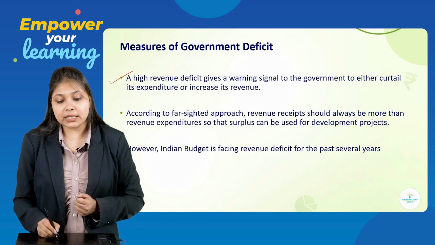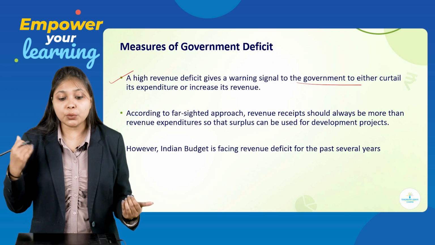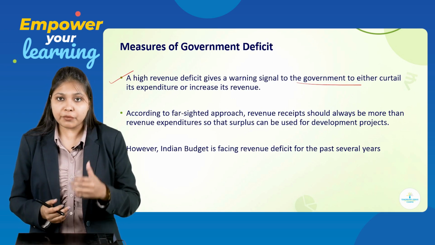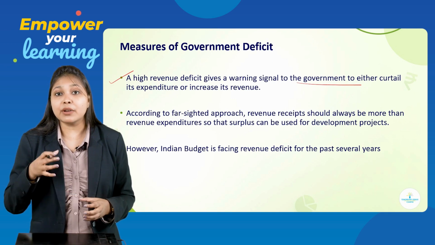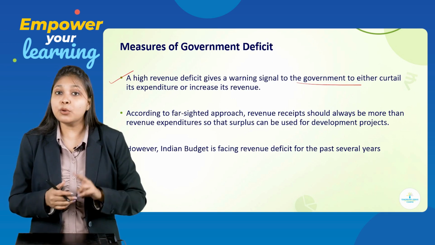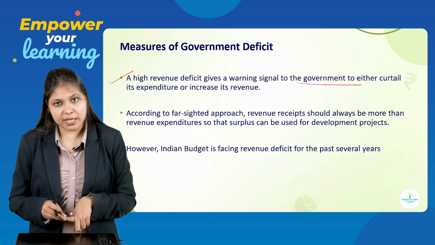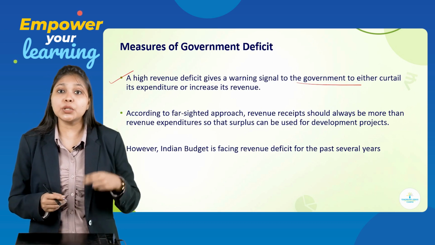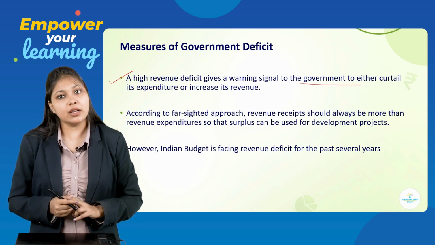High revenue deficit gives a warning signal to the government either to curtail its expenditure or to increase its revenue. So, whenever the government comes to this point, it is a warning signal that you have two options to solve this problem. First, you should reduce your expenses. Or second, you should increase your revenues. These are the two options available to the government.